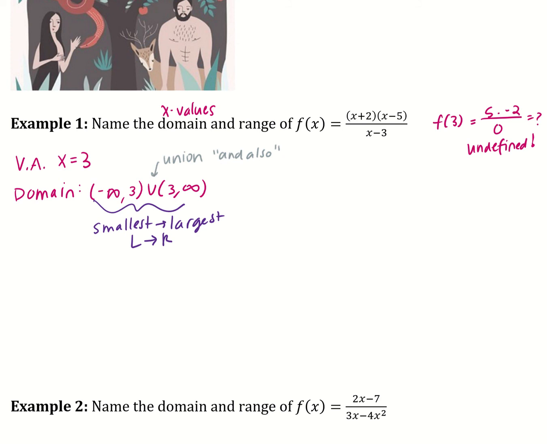Let's talk about range. To talk about range, we need to talk about horizontal asymptotes. Okay, the degree of the numerator is 2. If we multiply this out, there would be an x squared. The degree of the denominator is that unwritten exponent 1. When the degree of the numerator is greater, there is no horizontal asymptote, which means no y values are restricted. The range of this function is any y value from negative infinity to infinity.